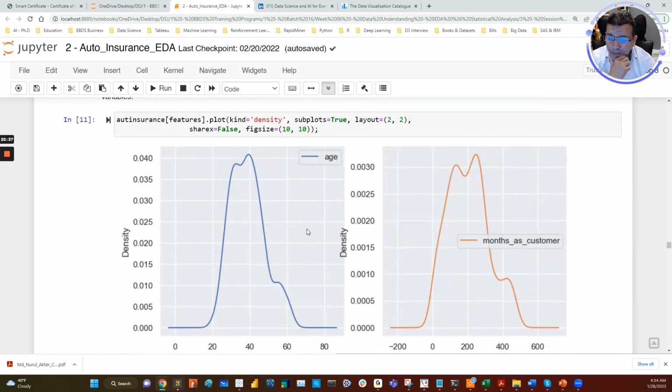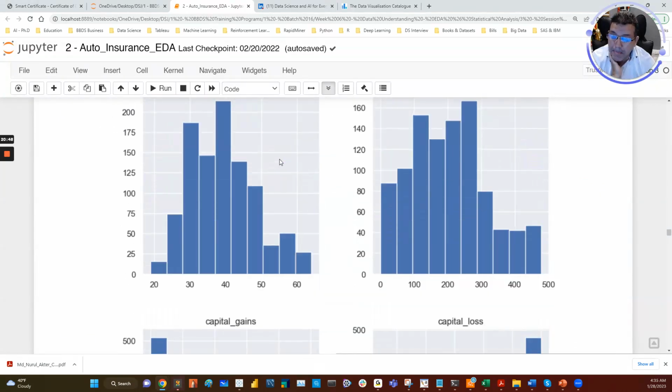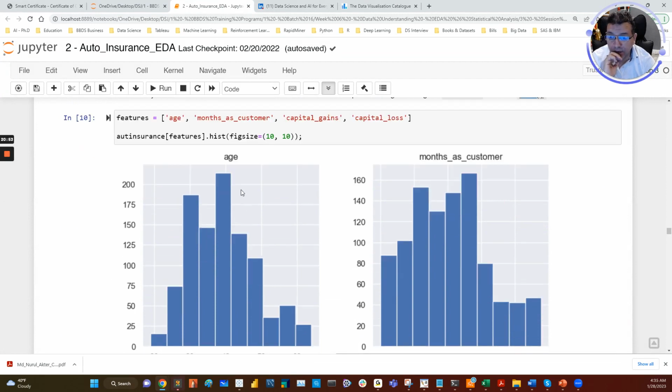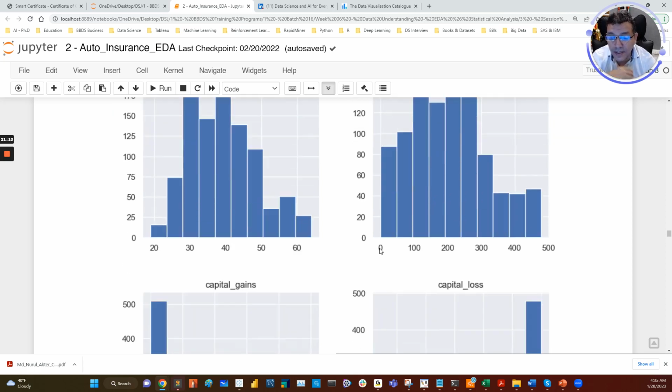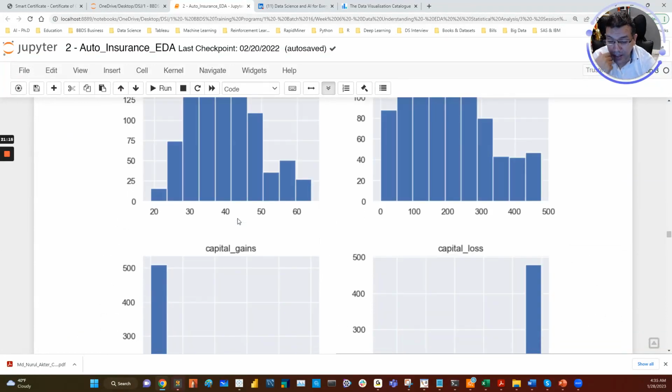Then we looked into the density of a few variables. When we did the histogram for the age and customer, you simply see how normally distributed these two features are, but we are not yet understanding the relationship between them. The density plot is way more advanced. It provides more information than the histograms.